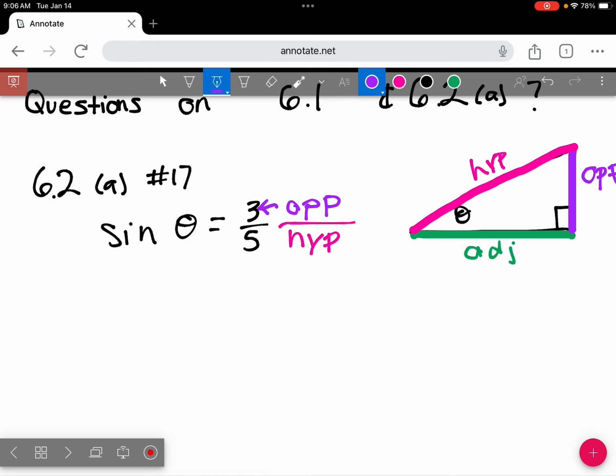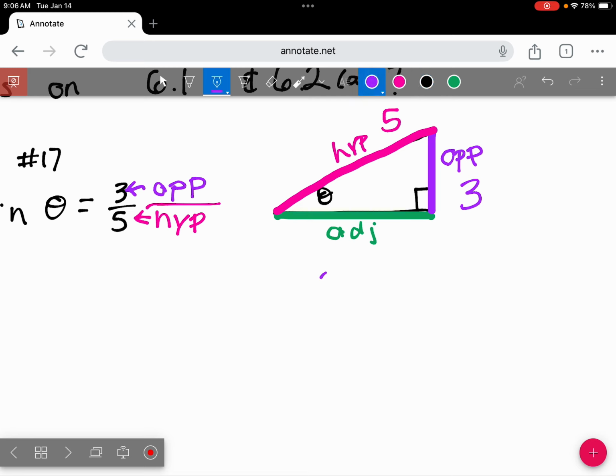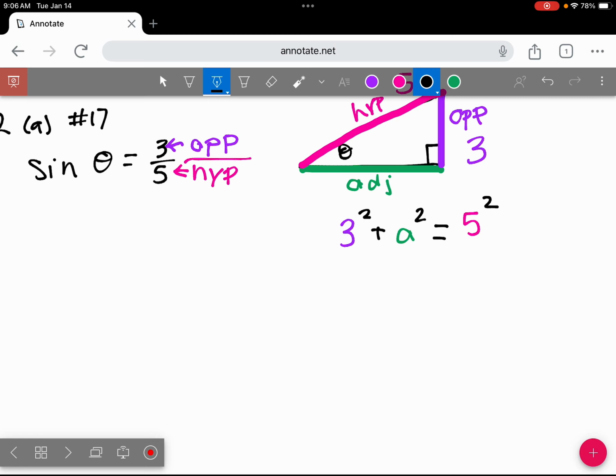So our opposite side should have a measurement of 3. Our hypotenuse gets the 5. And how could I figure out what the other side is? Pythagorean theorem. We take our 3 squared plus whatever our adjacent side is. I'm just going to call it a because it's adjacent, and why not? Equals our hypotenuse squared, 5 squared. So 3 squared gives us 9 plus our a squared. Is that a Pythagorean? Yeah. Is that 3, 4, 5? It is a 3, 4, 5, yes.